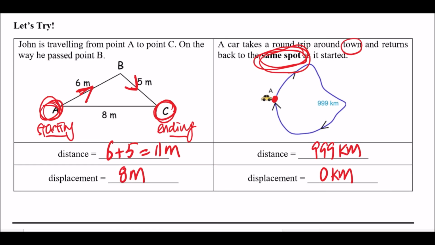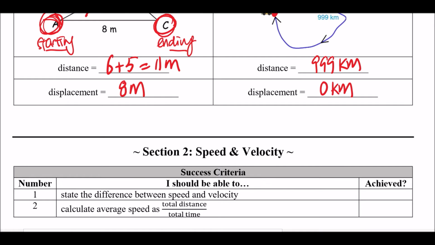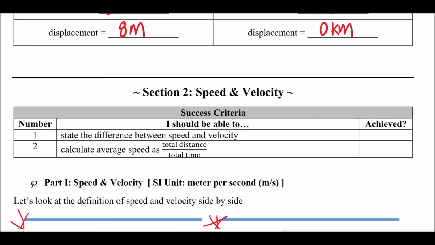Now displacement is a very weird concept. It's not just simply distance with a direction. Okay, so please bear that in mind. Once you understood that, let's move on to section 2, speed and velocity.